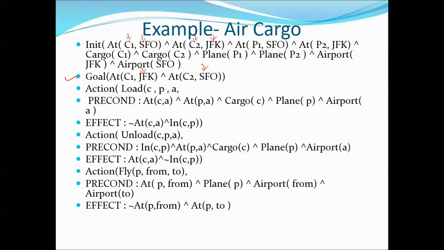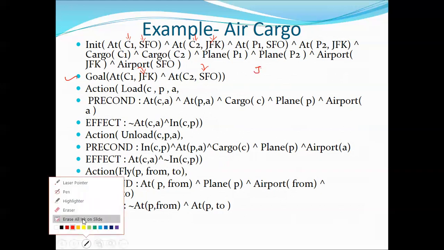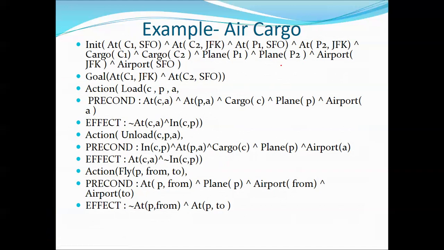So first, what should we do? There are several steps here. Remember properly. First, we should have clarity of the problem. There are two airports. One is SFO and the other one is JFK. The cargo C1 is at SFO. The plane P1 is at SFO. The cargo C2 is at JFK. The plane P2 is at JFK. Okay. Now this cargo should move to the other airport.